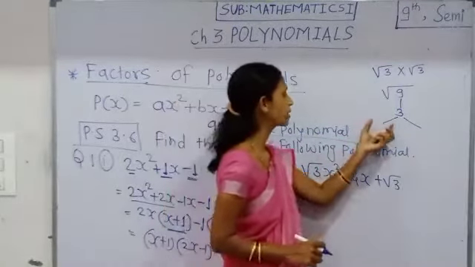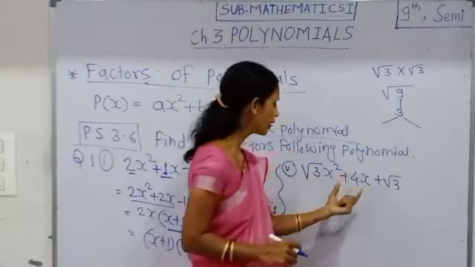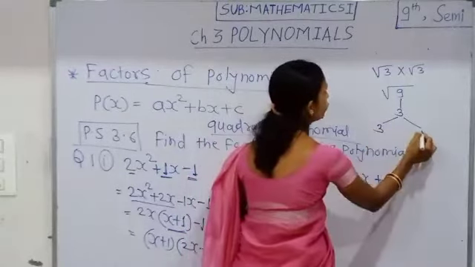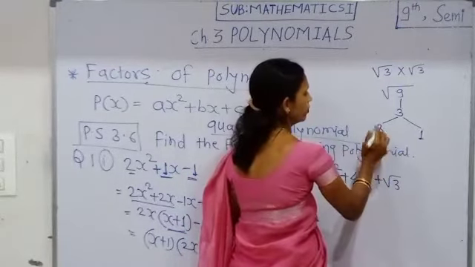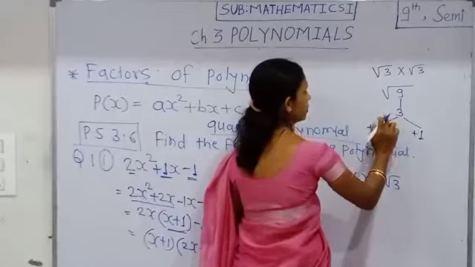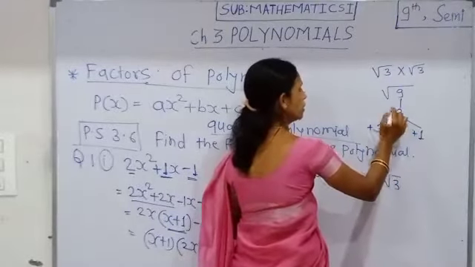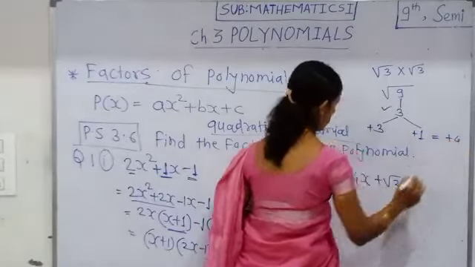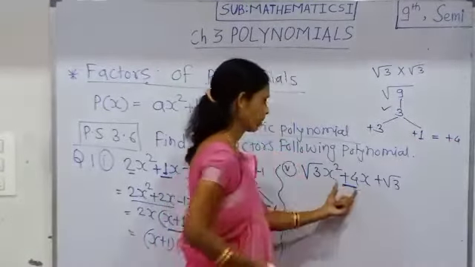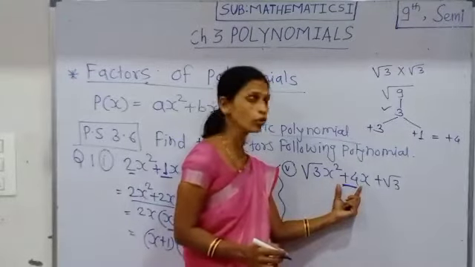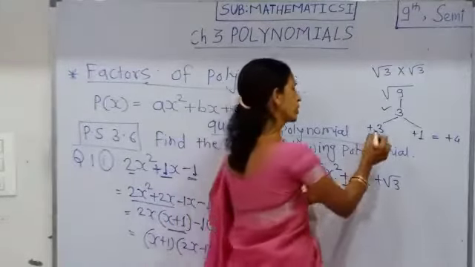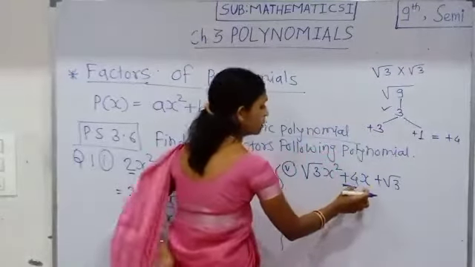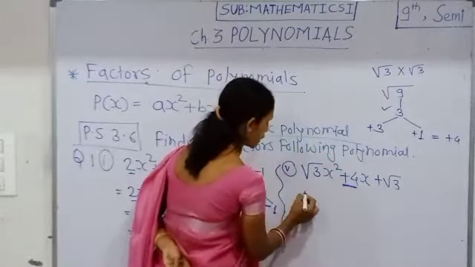Then the sum of those two factors should be the coefficient of the middle term. See here, 3 into 1: plus 3 and plus 1. Plus 3 into plus 1 is plus 3, and plus 3 plus 1, the addition of that is plus 4. And plus 4 is the coefficient of the middle term.